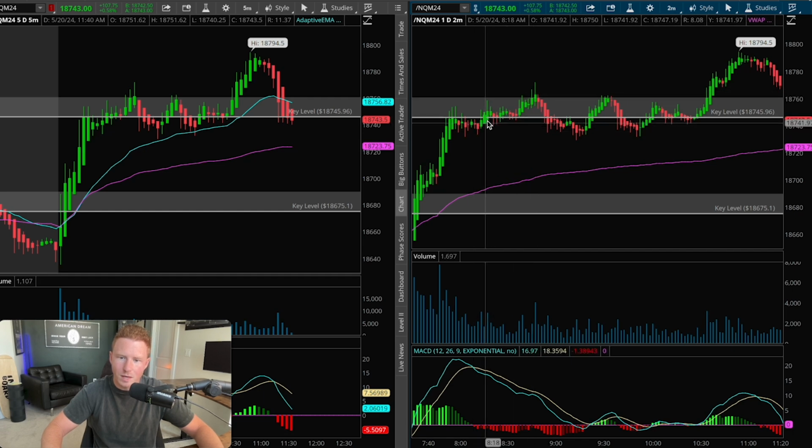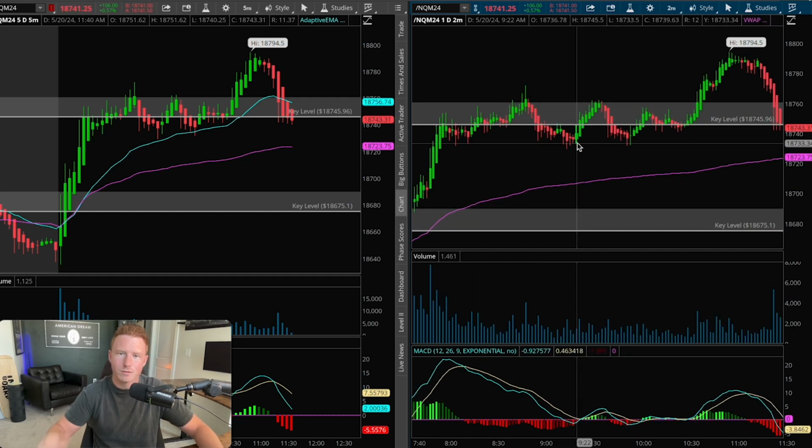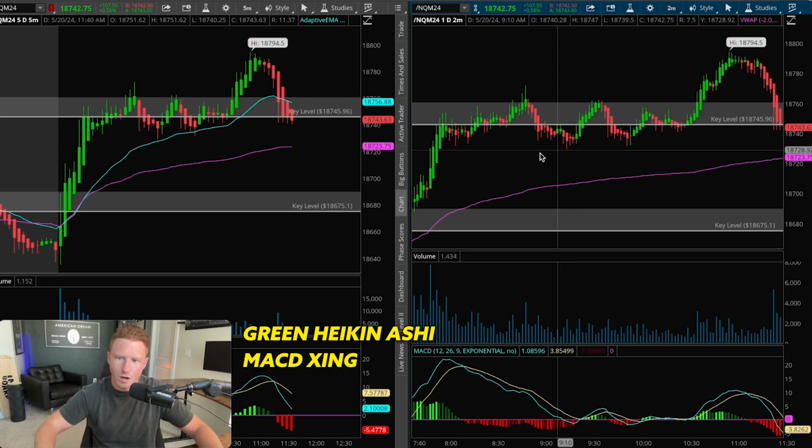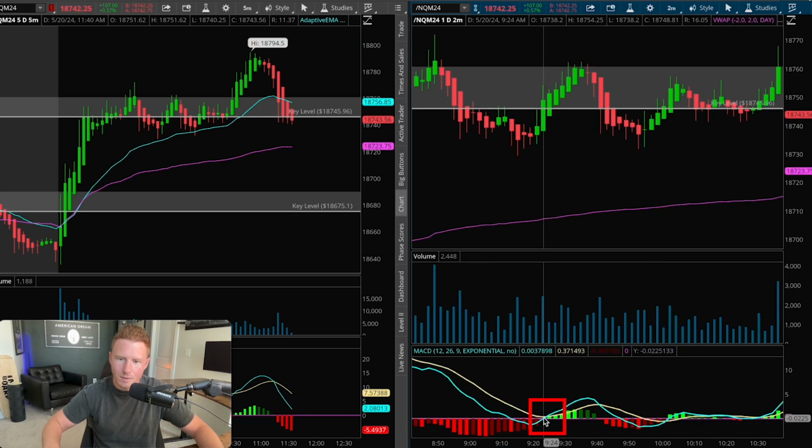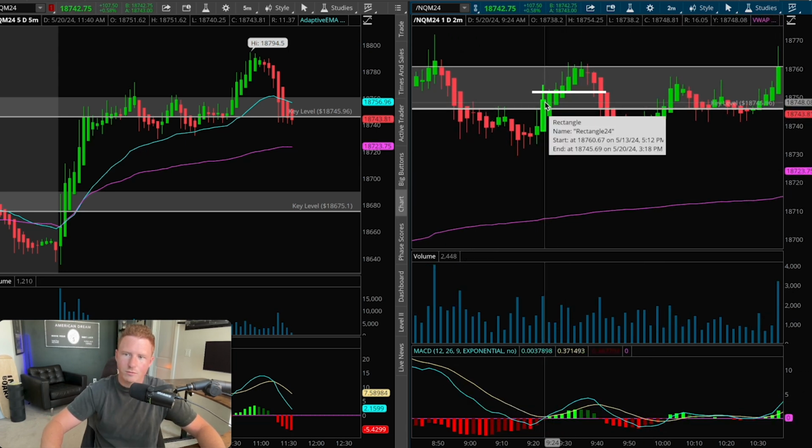We didn't really get a pullback here. We eventually got that pullback. And what am I waiting for? I'm waiting for a green candle and a MACD cross on a long signal. So if we zoom in here, as you can see, we end up getting that MACD cross and that green candle right here. This is where I went ahead and entered my position long. I believe I got in at around 51 or so.